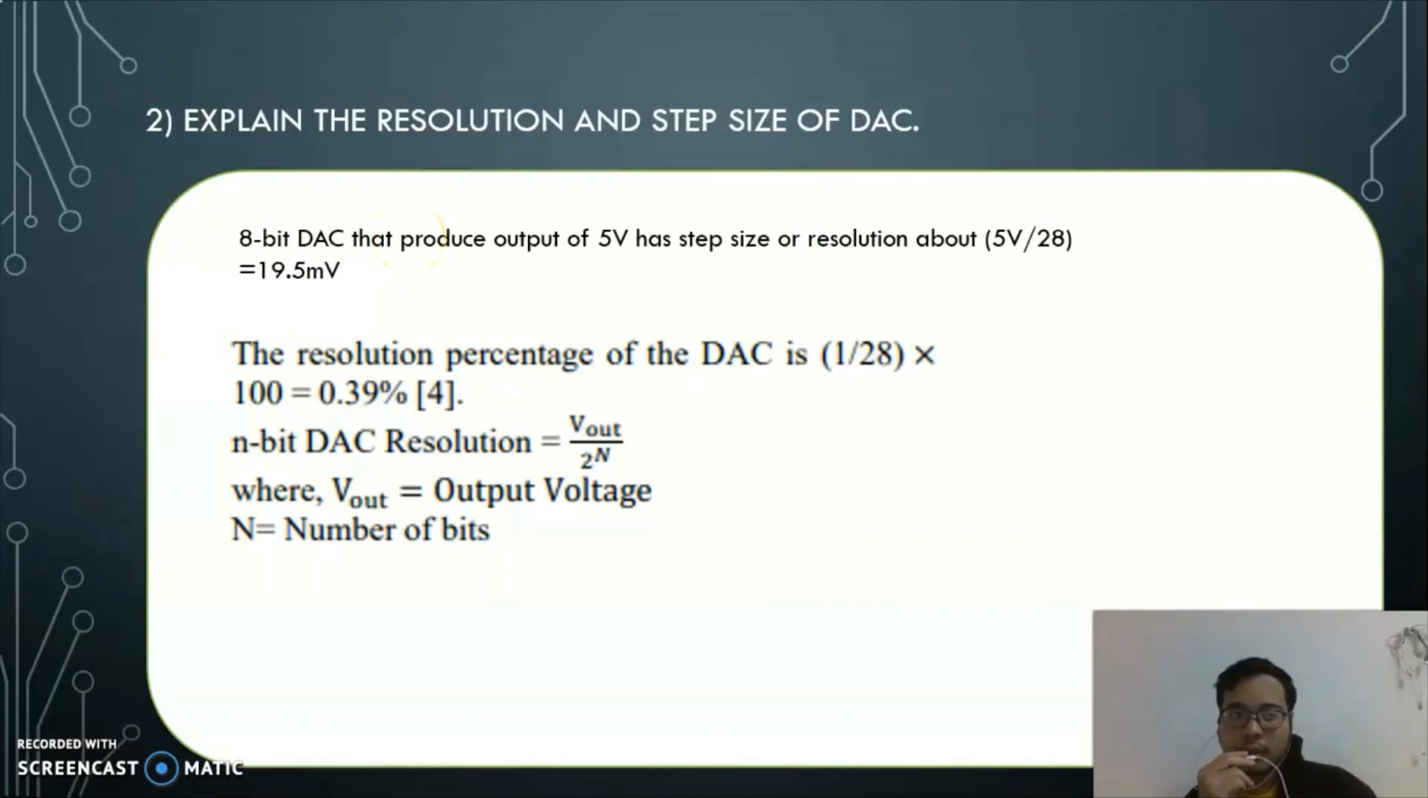Okay, for question 2, explain the resolution and step size of the DAC. An 8-bit DAC that produces an output of 5 volt has a step size or resolution of about 5 volts divided by 2 to the power of 8. We get 19.5 millivolt. The resolution percentage of the DAC is 1 divided by 2 to the power of 8 times 100. We got 0.39%. For an N-bit DAC, we find the resolution with the formula V out divided by 2 to the power of n, where n is the number of bits and V out is the output voltage.